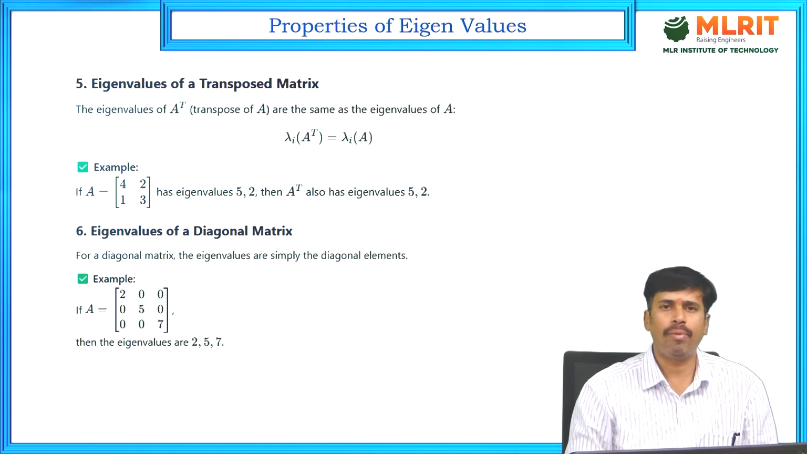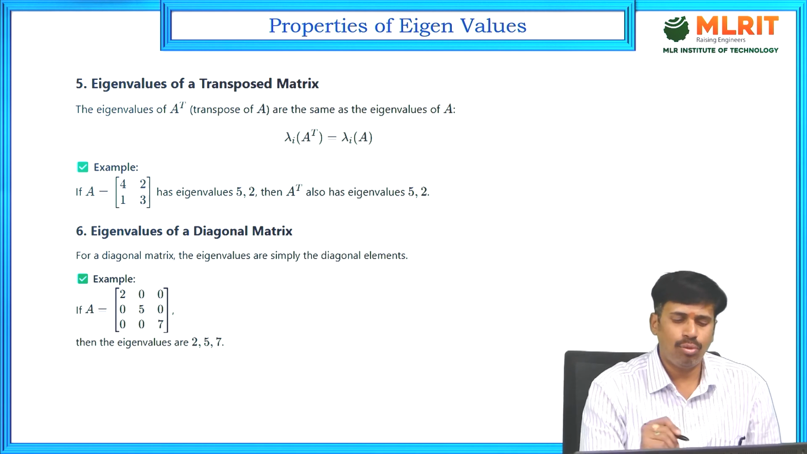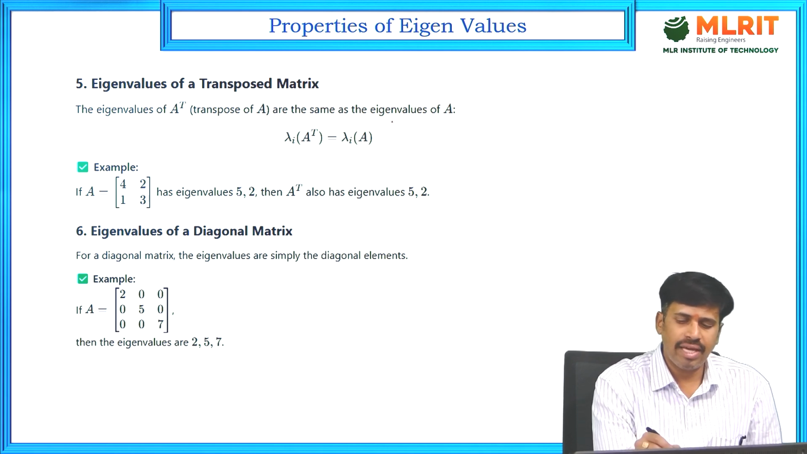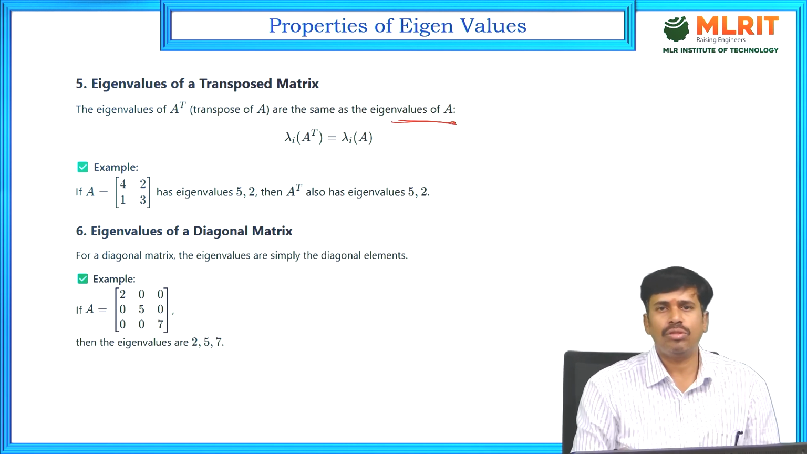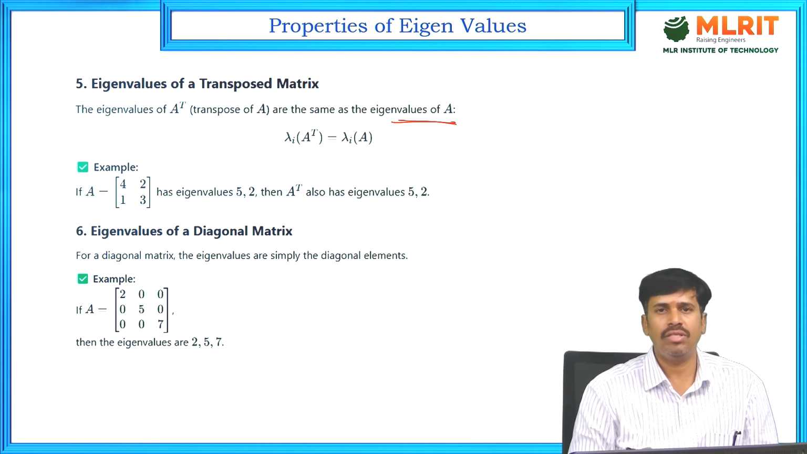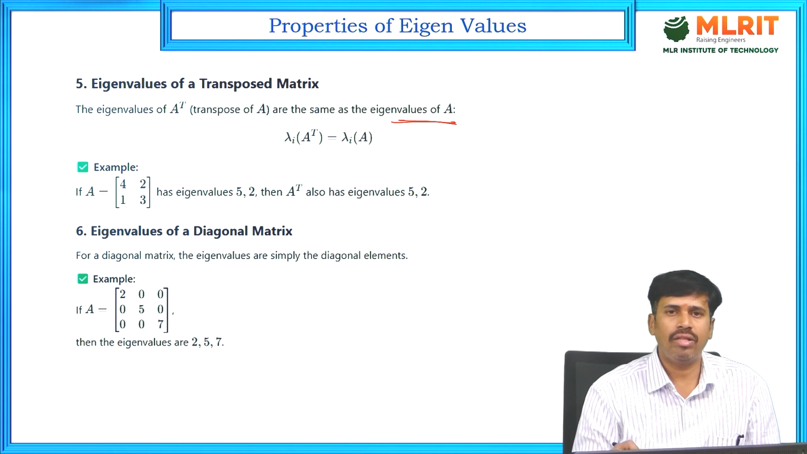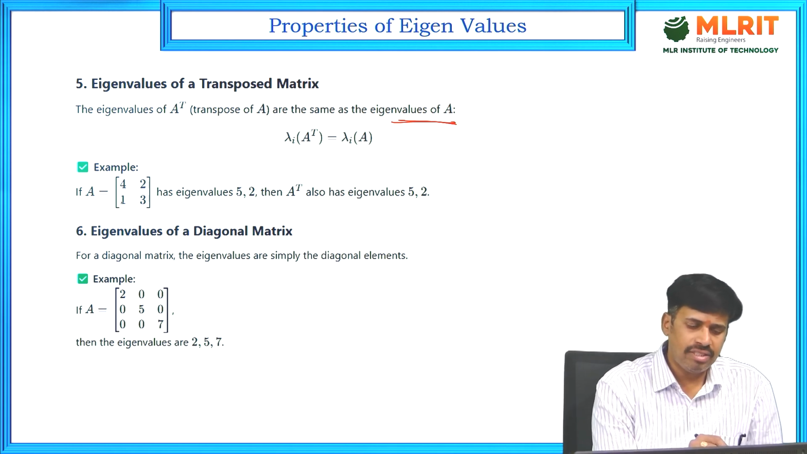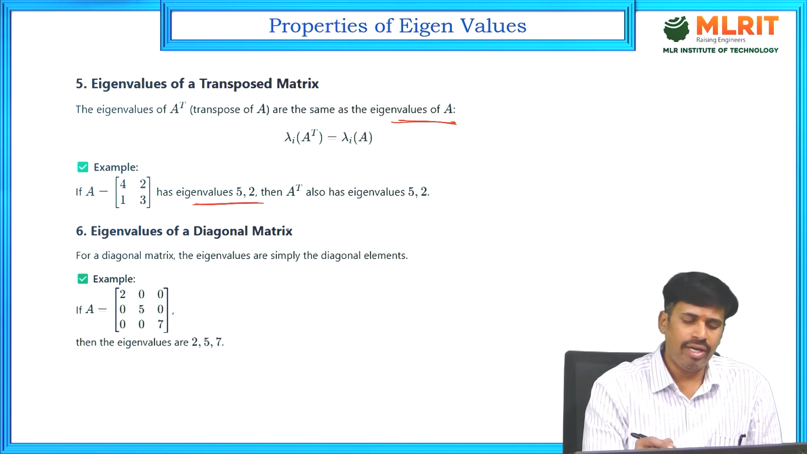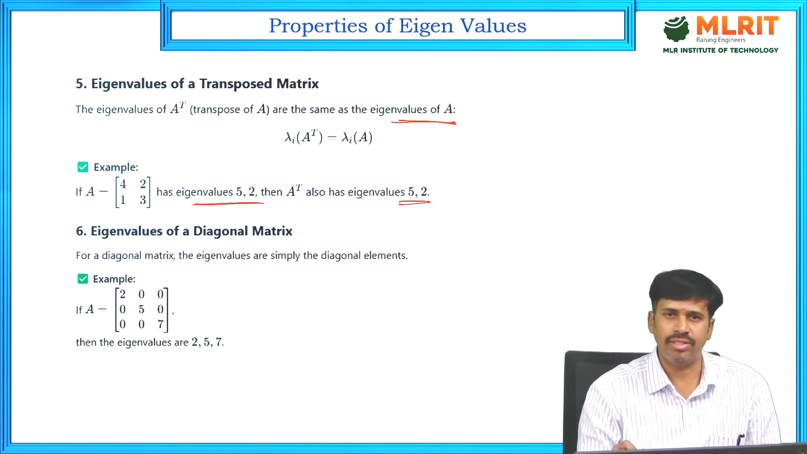Another property, eigenvalues of a transposed matrix. The eigenvalues of A transpose are the same as the eigenvalues of A. Transpose means we interchange the rows and columns. For the given matrix, if we interchange rows and columns, then the eigenvalues remain the same. Suppose this is the matrix 4, 2, 1, 3; we have already seen the eigenvalues of this matrix are 5 and 2. If you interchange rows and columns, the eigenvalues remain the same, they won't change.